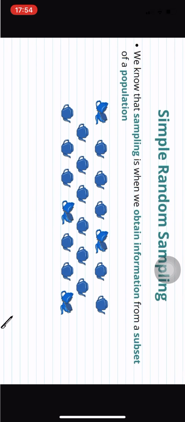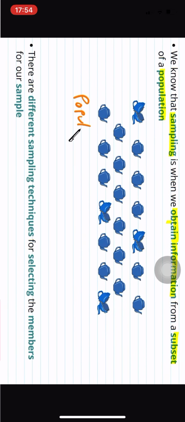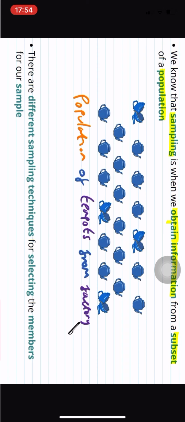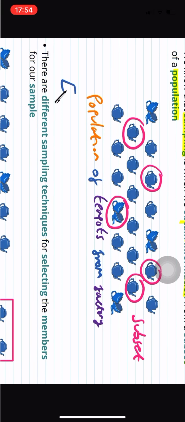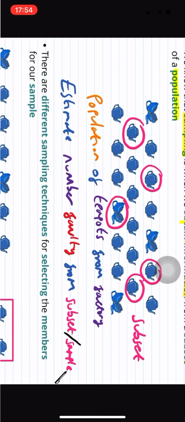So what is simple random sampling? We know that sampling is when we obtain information from a subset of a population. Let's say we have the population of teapots from a factory. We can consider a sample of the whole population, and this is just a subset of the entire population. We can then estimate the number of teapots that are faulty in the population by using the subset or sample.